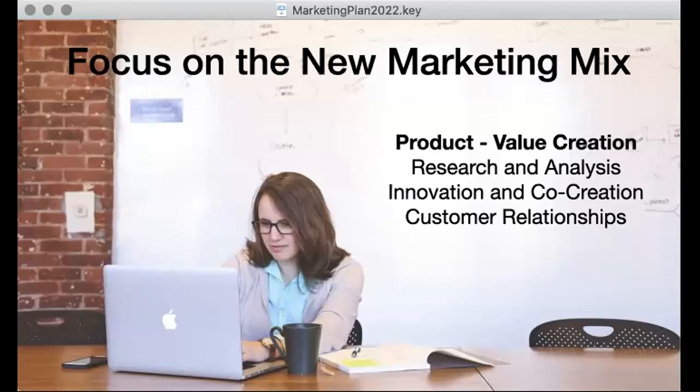Okay, so product, this is the creation of value. Your product, and I'm talking product in the generic sense here, so it could be a tangible physical product, or it could be a service if you're in a service business. There are 3 elements to each of these P's in the new marketing mix. The first one, product, comes in 3 forms, and this is research and analysis. This is really understanding the marketplace, understanding the needs and the values that your marketplace wants from you.